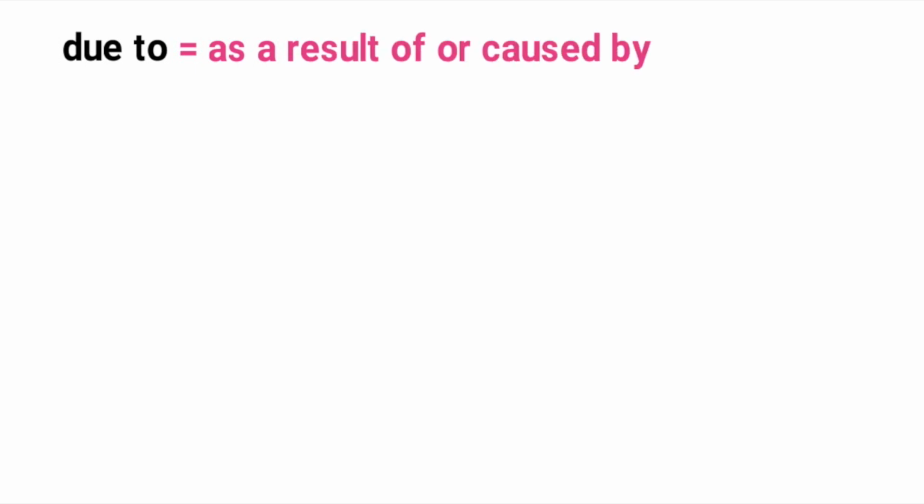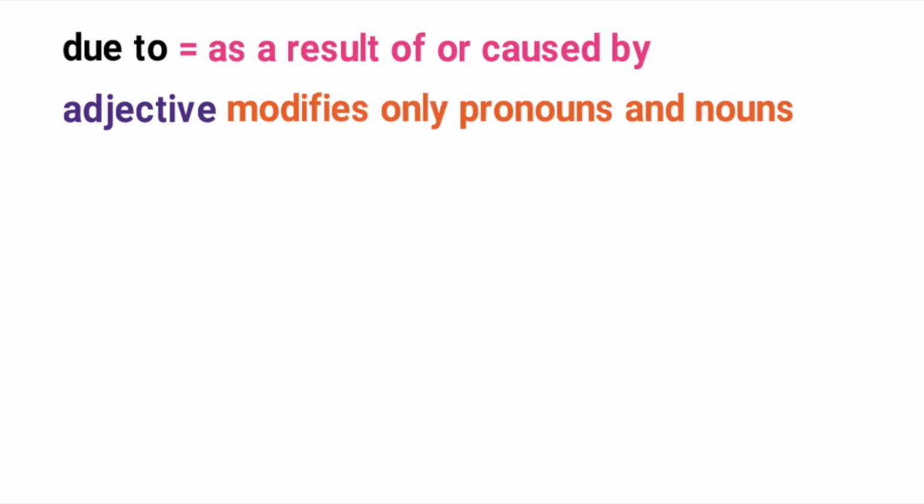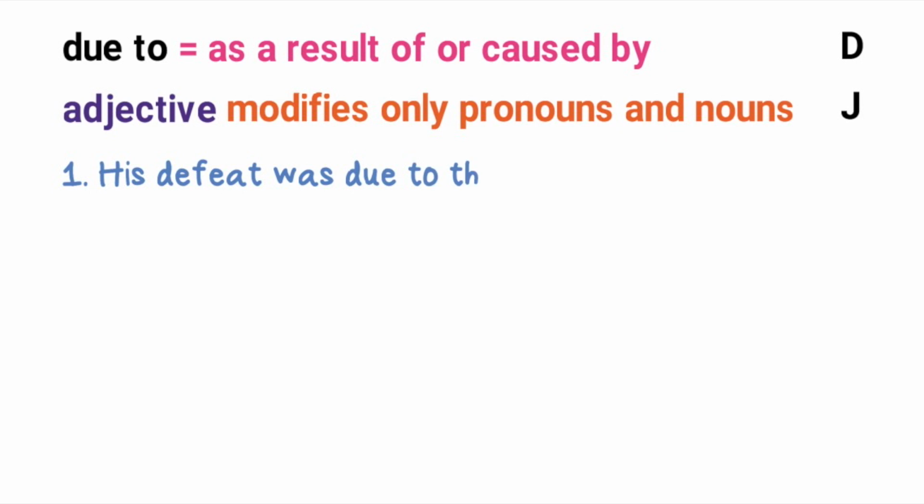So firstly, due to means as a result of or caused by. It's an adjective and can only modify pronouns and nouns. I remember things by thinking of little tricks or memory aids. So here we have the D in due, going with the J in adjective, and you get DJ. Easy, right? For example, his defeat was due to the rain. Here we use due to because it's modifying a noun, in this case his defeat.